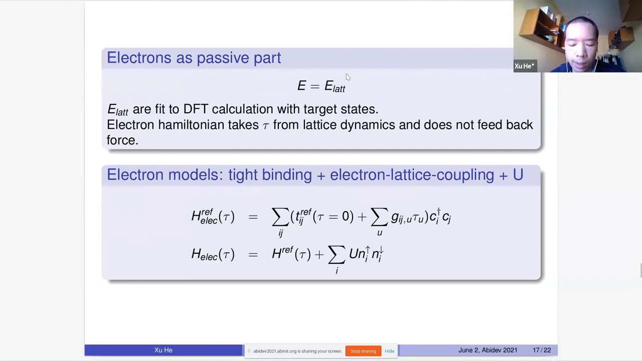Another way is that the lattice energy is already fit to the target electronic state. So we can do dynamics with this fitted lattice model. Then in the end, we could take a snapshot of the lattice dynamics and calculate the electron Hamiltonian from that, and then we could see the electronic structure. Here we write the formalism: it is a tight-binding model plus some electron-phonon coupling, and then we could add electron interaction using a Hubbard term.